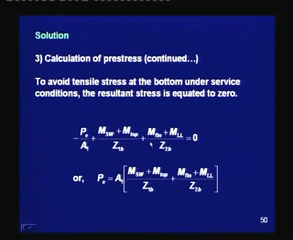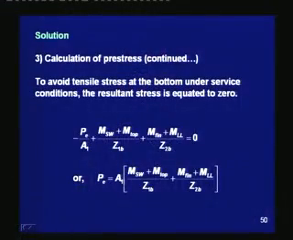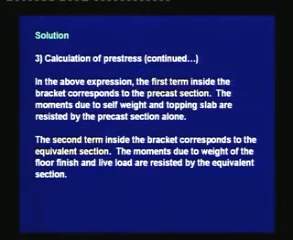Once we write an expression of the resultant stress and we equate it to 0, we get an expression of the effective prestress that we need to apply at the precast plank. And from this expression, we can find out the value of PE.